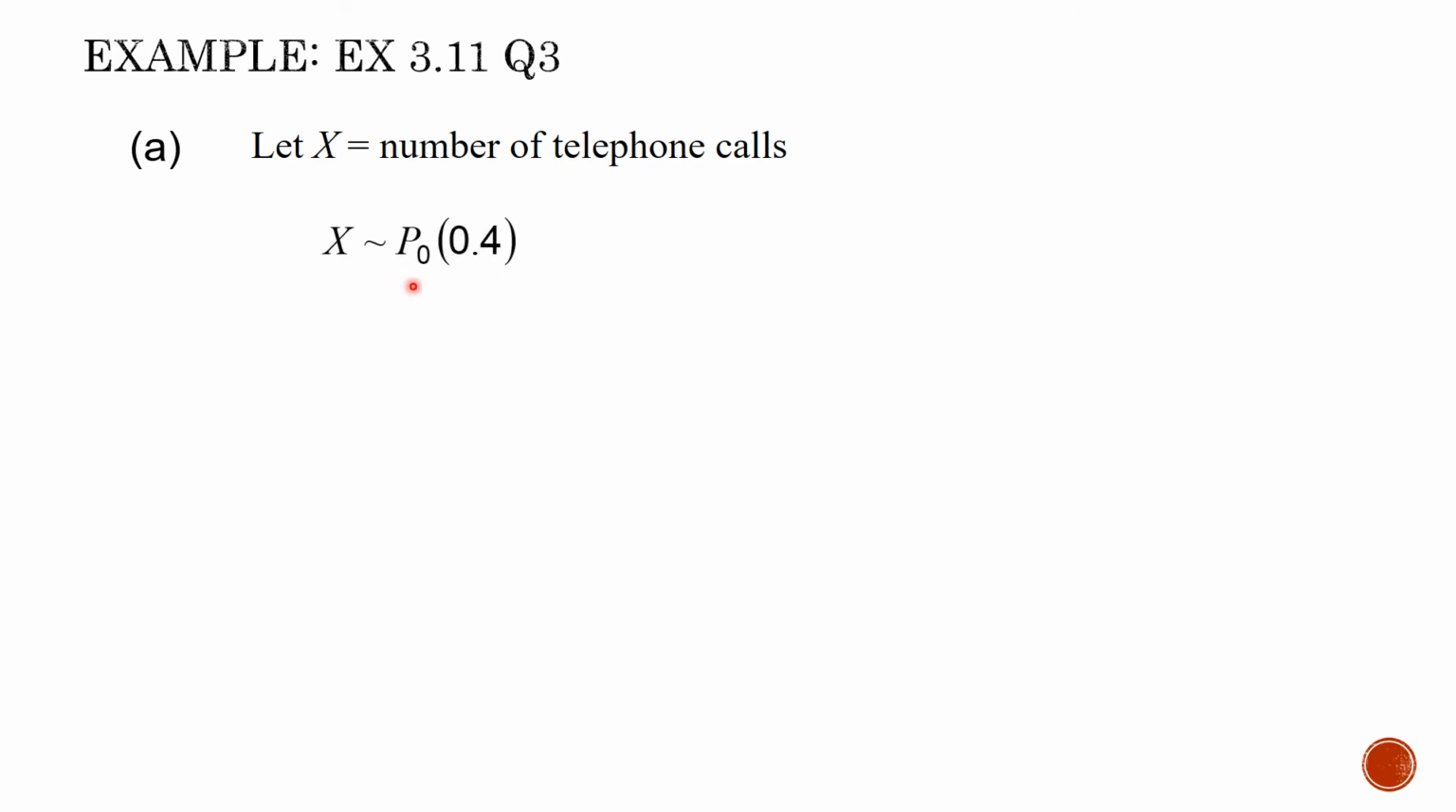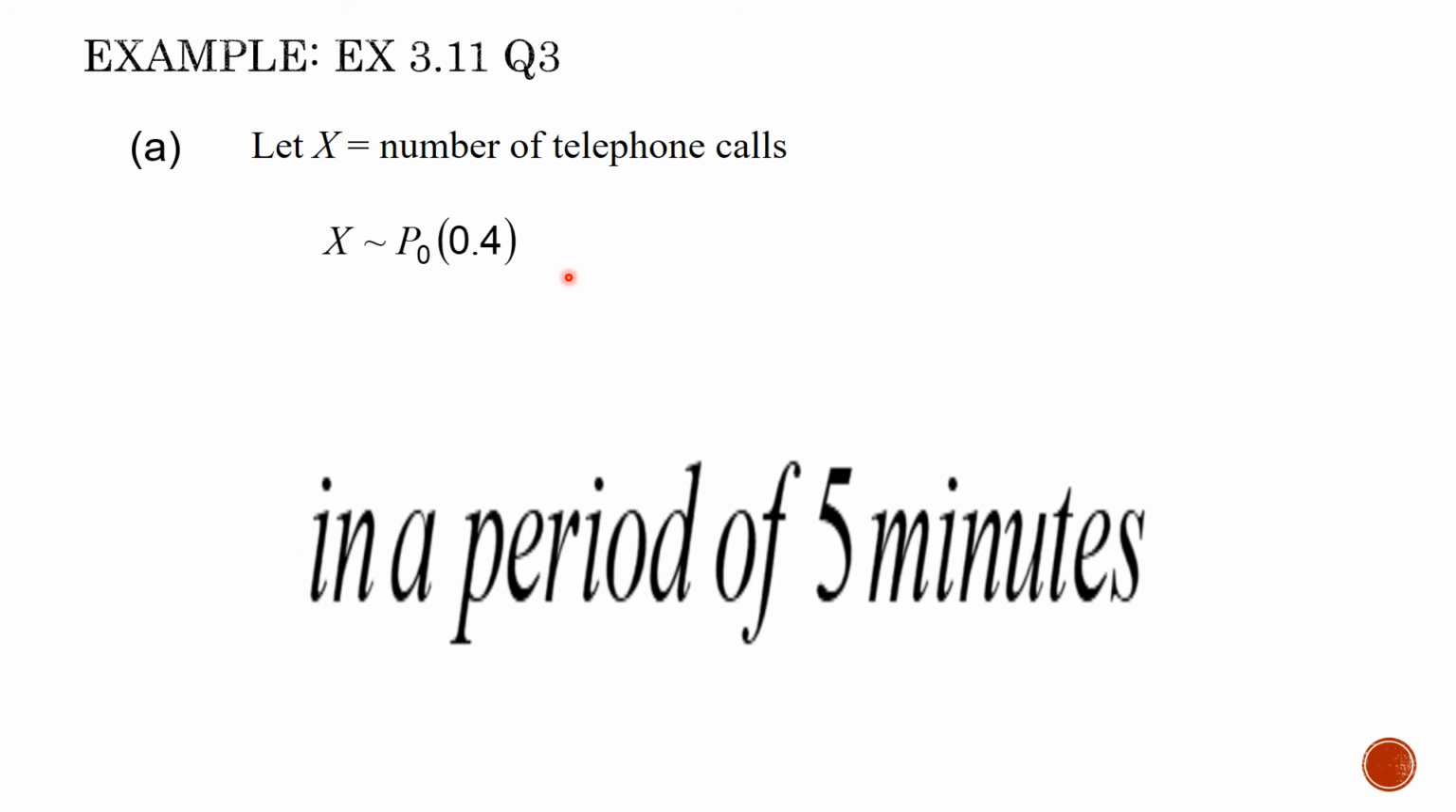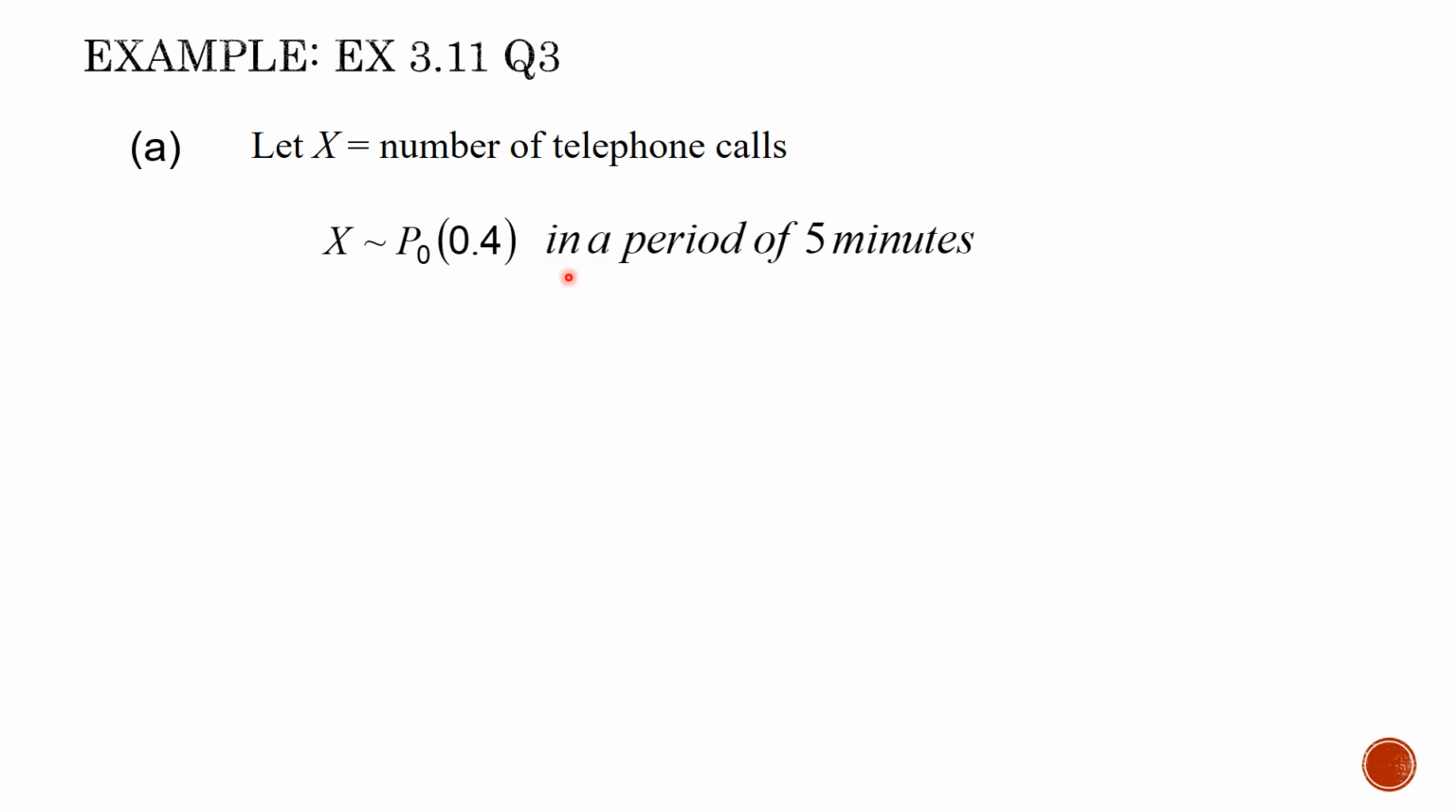So first, you have to define your random variable X. So your random variable X is the number of telephone calls. And you have to describe the distribution of X. So X follows the Poisson distribution with mean 0.4 in a period of 5 minutes. Now, no telephone calls received. So your x is 0. Between 1145 hours and 1150 hours, how many minutes are there?